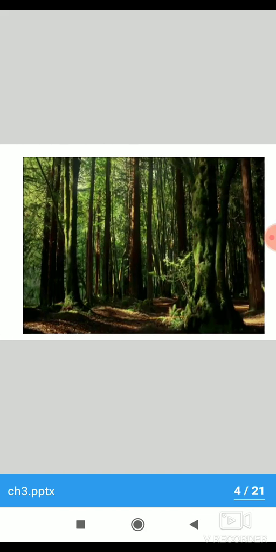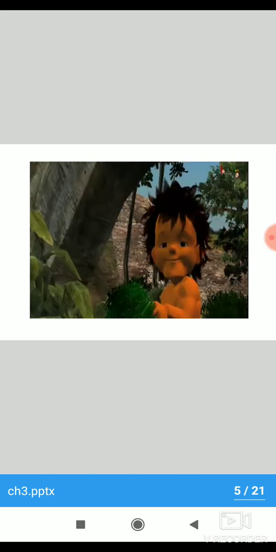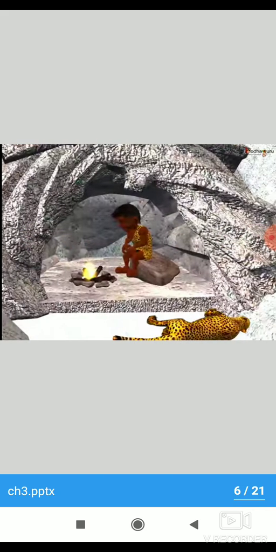Well, in ancient times, people used barks of trees, big leaves, and even grass to cover the body when the climate was hot. And during winter, they covered themselves with animal skins to stay warm, and when it was cold, they even used animal fur.